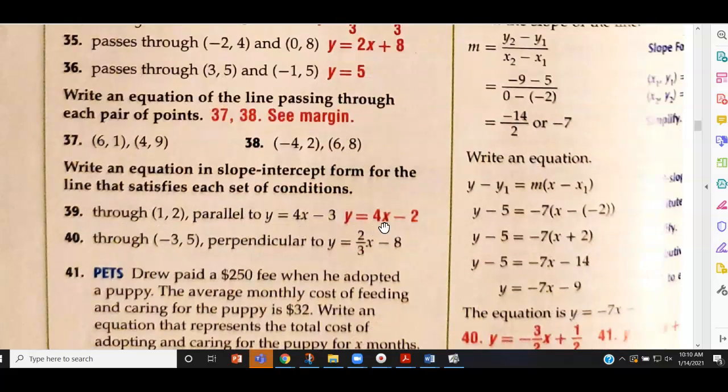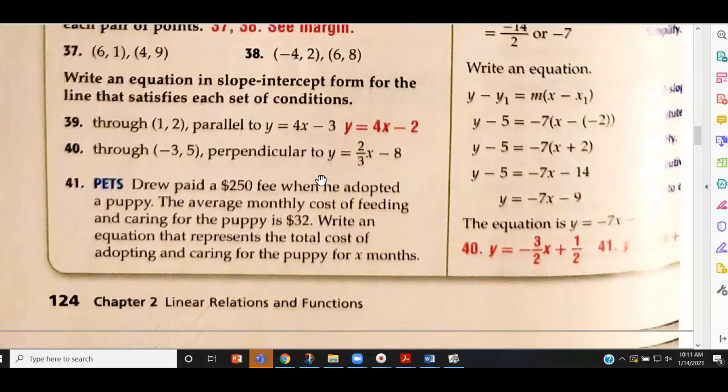39, if lines are parallel, slopes are the same. So in 39, both had to have a slope of 4. So you had to use point slope form, which is y minus y1 equals 4, which is your slope for m, x minus x1. Slope intercept form is y equals mx plus b. And again, we'll go over all of the different forms in a minute.